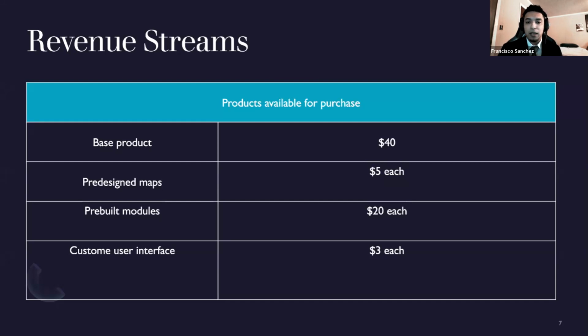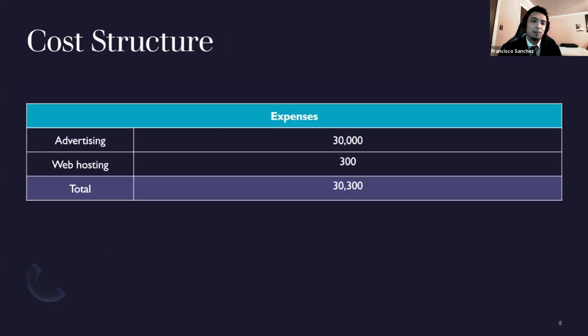The pre-built modules, those are more of a storybook that you buy, and it just comes with maps, characters, just everything made for you. You just plug and play. The custom user interface, again, that's just a change on your side. You just change what you see on your end, just so you could add snowflakes in or whatever seasonal changes you'd like. Next slide, please.